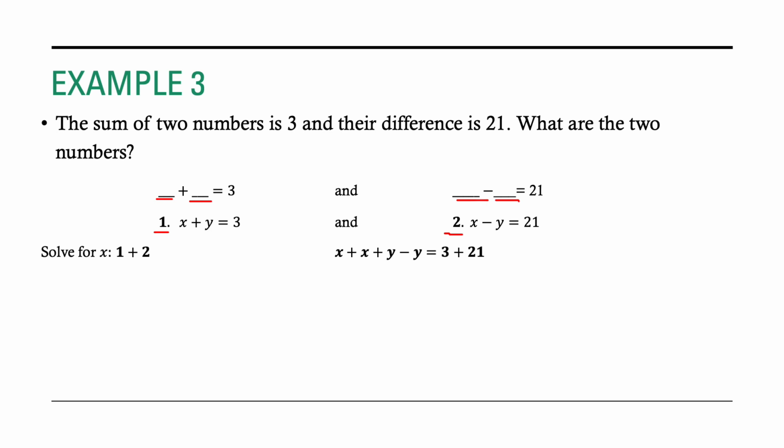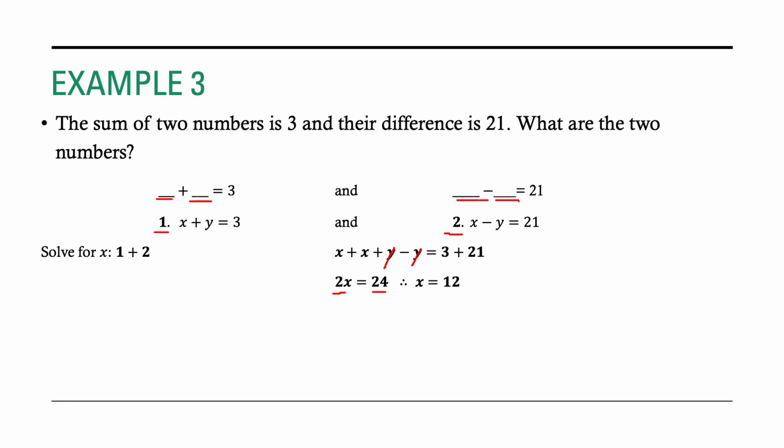So when we add equation 1 and equation 2 together, it'll give us x plus y minus y equals 3 plus 21. Y minus y will give us 0y, so they'll cancel out. And x plus x will give us 2x, and 3 plus 21 will give us 24. Now, the next step for solving for x is to divide the left side by 2 and the right side by 2, and that will give us x is equal to 12.